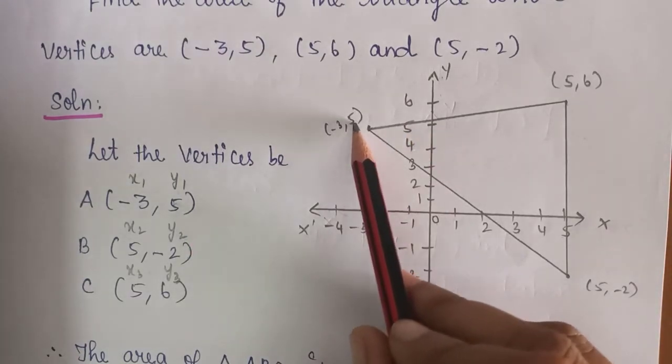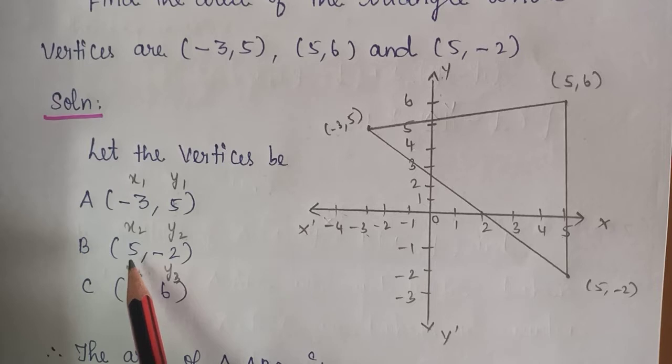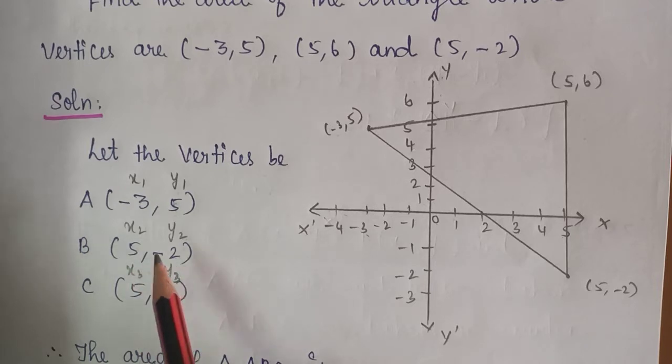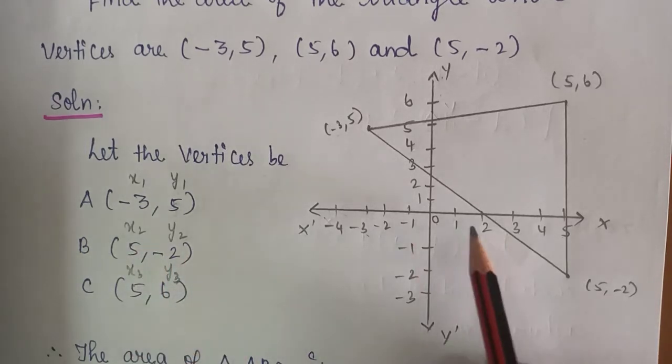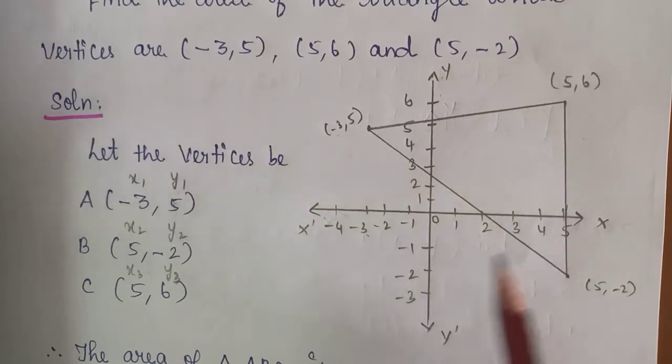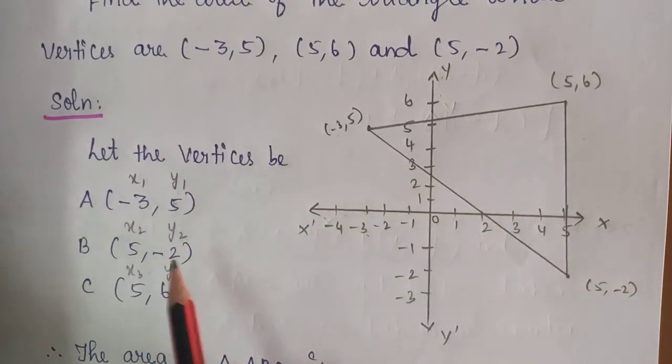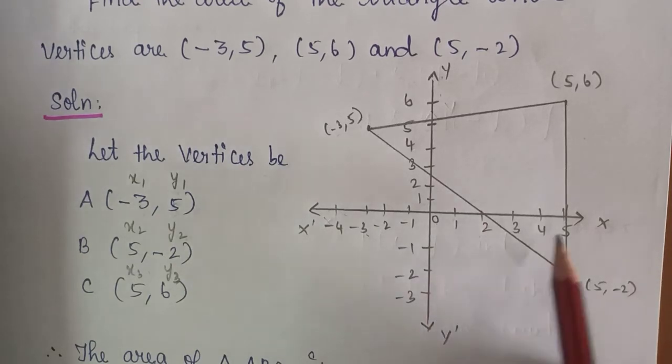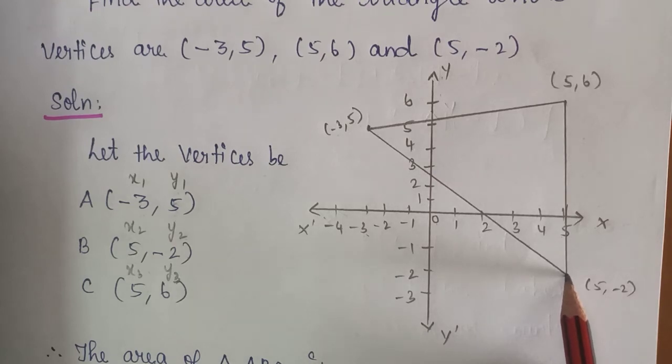So minus 3 comma 5. The next point is 5 comma minus 2. So 5 is positive, so 5 you have to take here in x. Then minus 2, minus 2 is negative, so you have to take in y dash. So 5 comma minus 2 we have to mark it here.